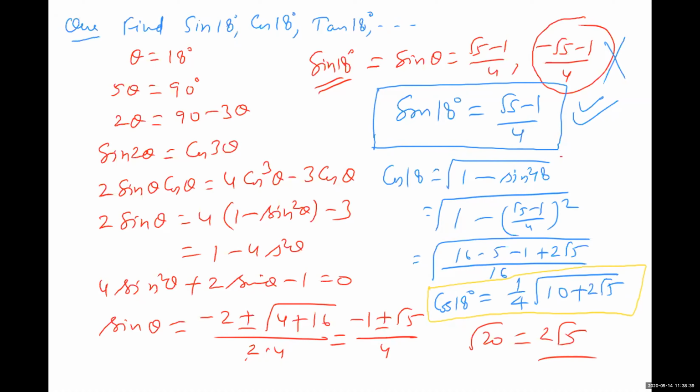And we know sin 18. Sin 18 will be cos 72. Cos 18 will be sin 72. These values will also be there, because they are complementary angles. Now, once we know the 18, we can easily calculate 36 using the cos 2 theta formula.